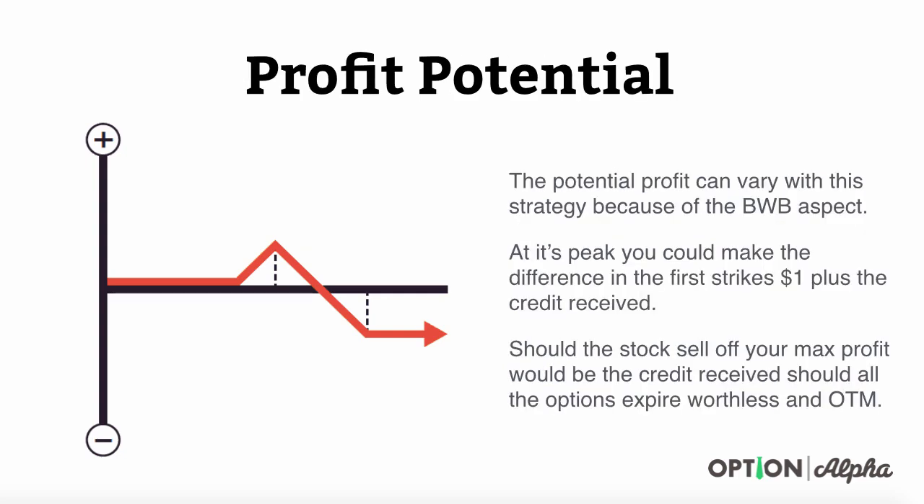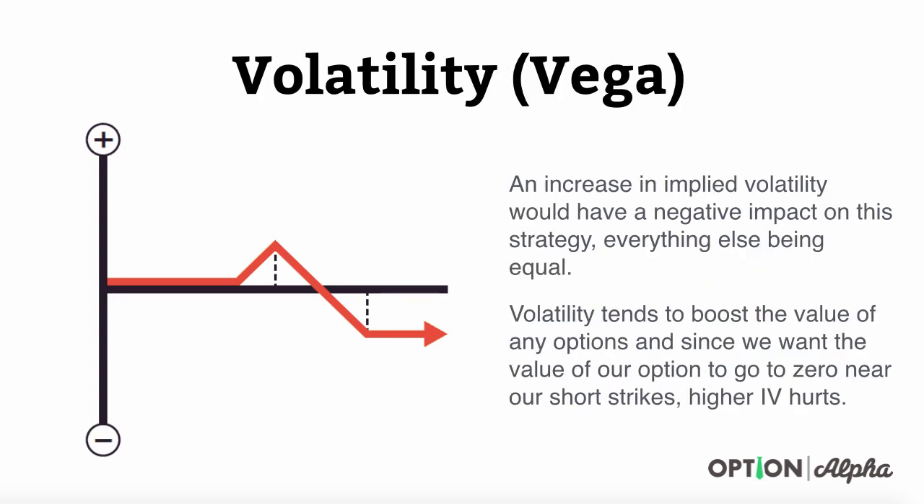The profit potential can vary with these strategies because of the broken wing aspect to it. At its peak, you could make the difference in the first strikes, again, $1, plus the credit received. Now, this is if the stock closes right at the peak of this strategy, which would be right at the short strike. Remember, you sold two of those options, so that's ideally where we want the stock to close. Now, should the stock sell off, your max profit would be the credit received should all of the options expire worthless and out of the money. And this is, again, the reason why we like to take in a credit on this type of trade, because if the stock goes down, we have no downside risk in our trade.